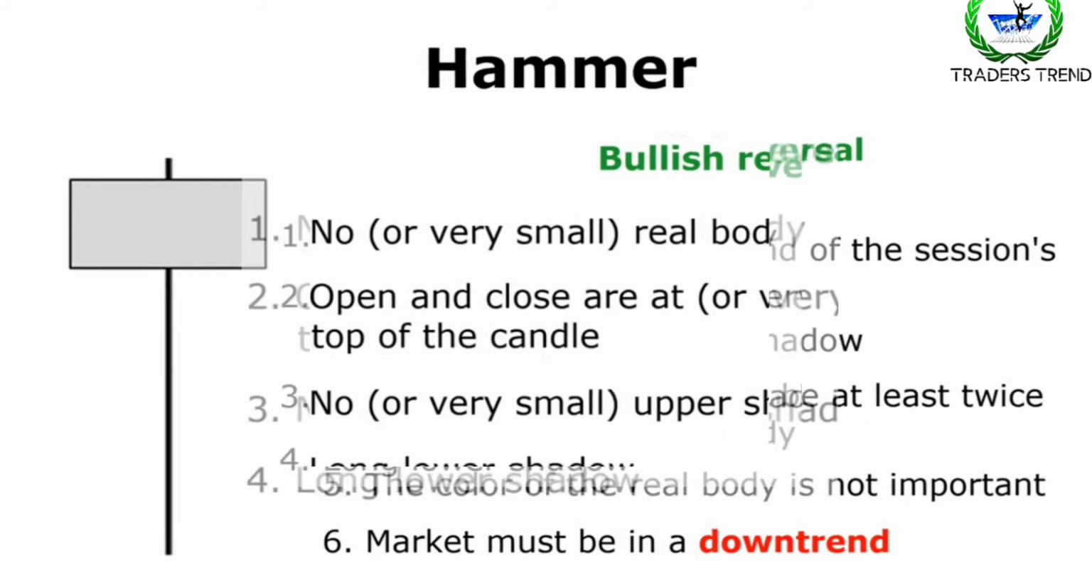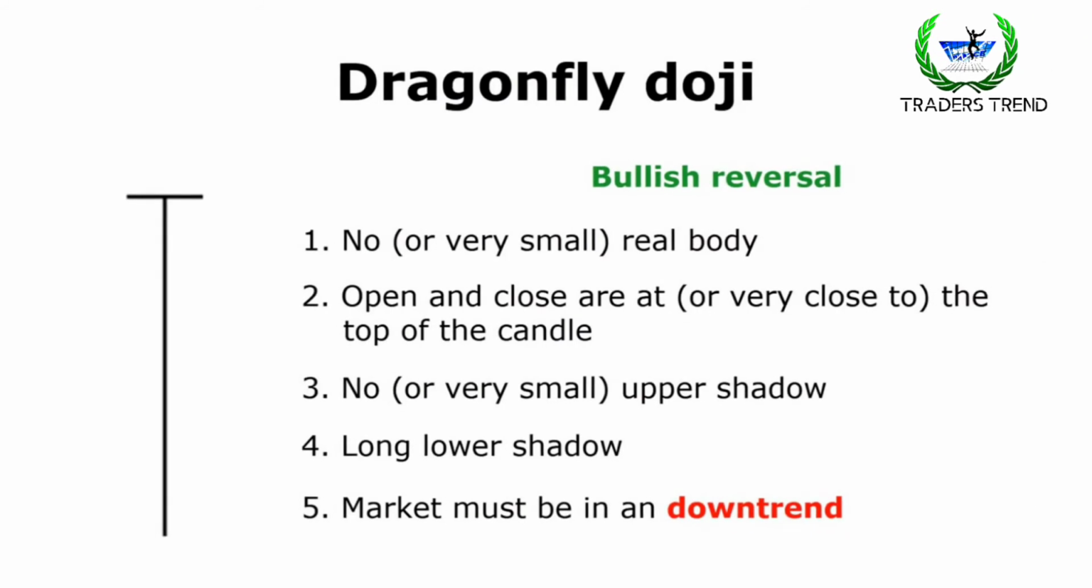And the next one is the dragonfly doji. It is a bullish reversal pattern. Here there is no real body or a very small body. The open and close are very close to the top of the candle. There is no upper shadow or a very small shadow. And then a long lower shadow at the bottom. The market must be in a downtrend. These are the criteria for the dragonfly doji.